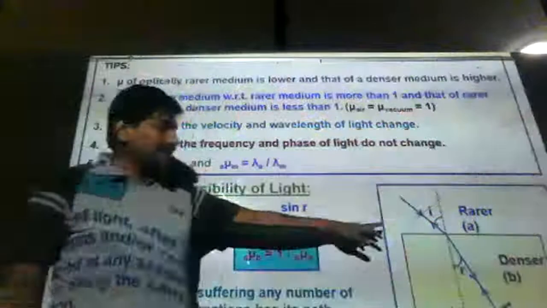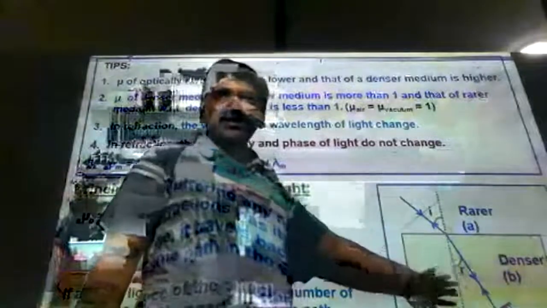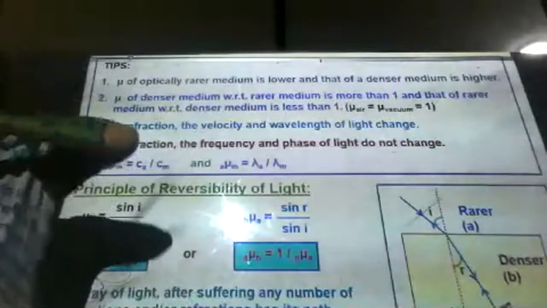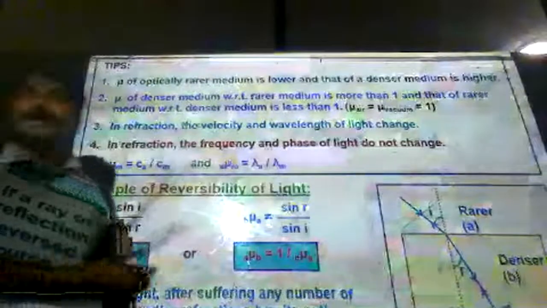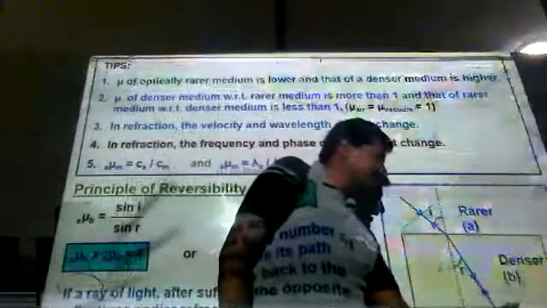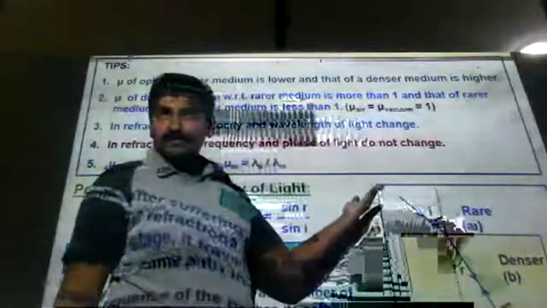You can see here a light coming from the air to the denser medium, let us say water. In this, I kept a plane mirror in such a way that the light should reflect back along the same path. You getting my point, Mr. Aditya? I kept the plane mirror such that it reflects back.